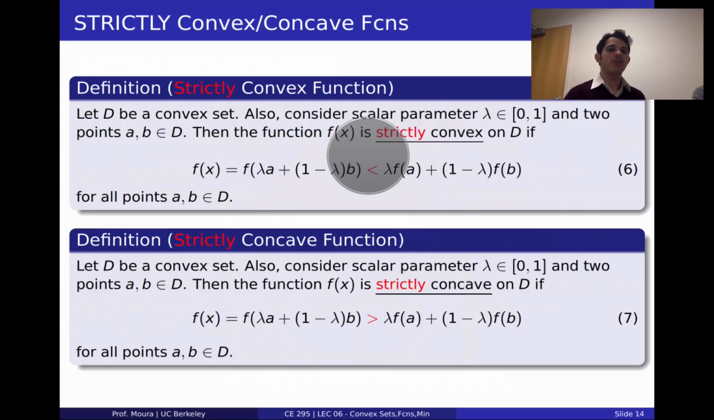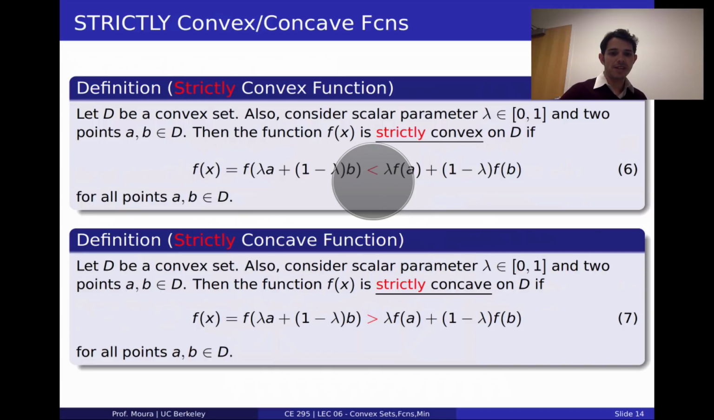Okay, now there is also a special version of a convex function called a strictly convex function. And what that means is that this less than or equal to becomes strictly less than. That's it. So we call that a strictly convex function.